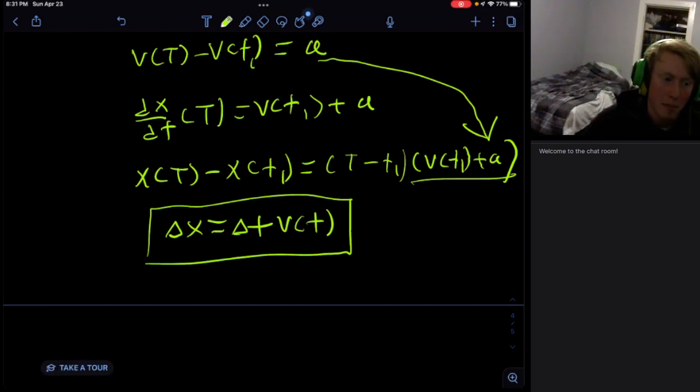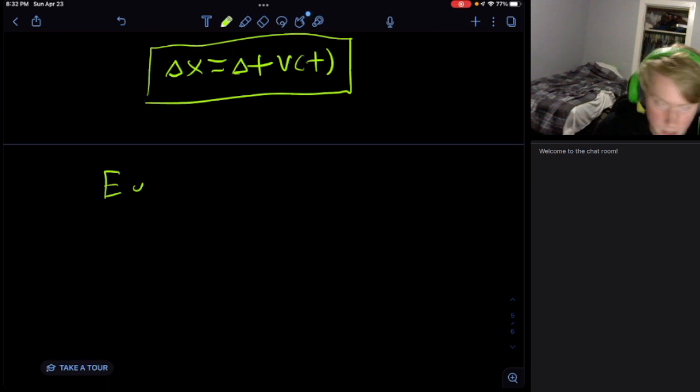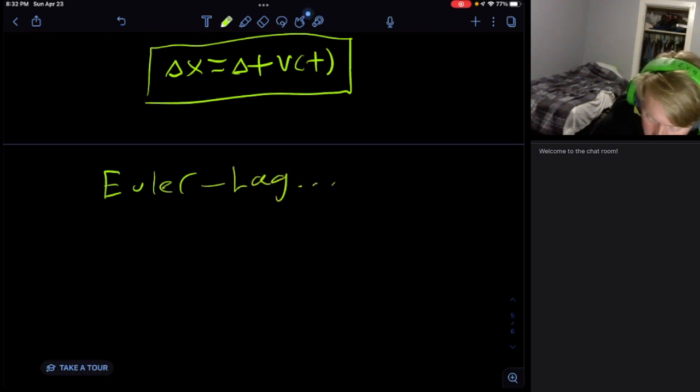But basically, the last thing I wanted to do was talk about the Euler-Lagrange equation, which I think Dr. Jemmy used a decent amount. Yeah, in structures too. How do I spell this thing? Euler equation.